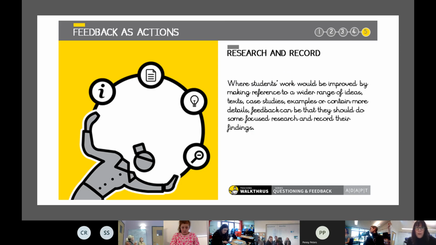And researching and recording. So where the students' work would be improved by making reference to a wider range of ideas, texts, case studies, examples, or contain more details, feedback can be that they should do some focused research and record their findings. If you think about this, it fits into the big trivium that we were talking about. So at the beginning where we recall the information, then we question and explore, and then we share the learning. So this would fit into the questioning and exploring.